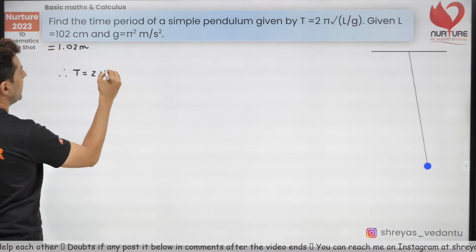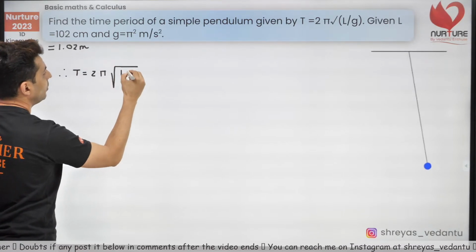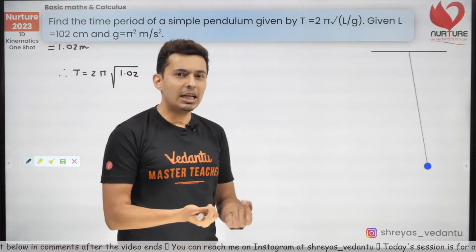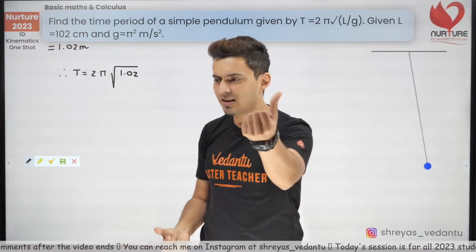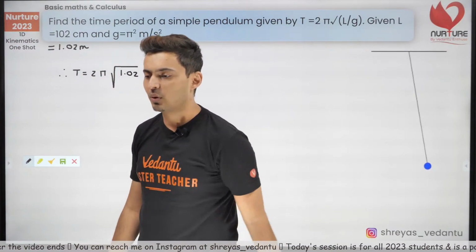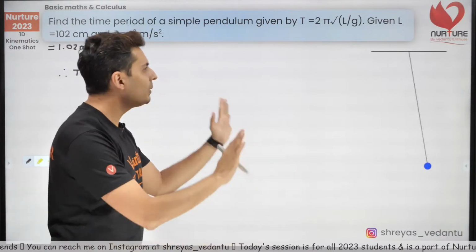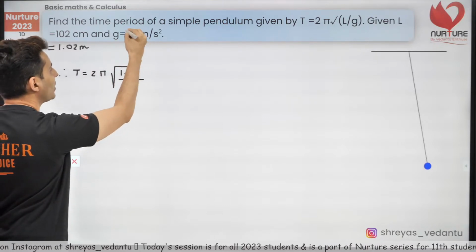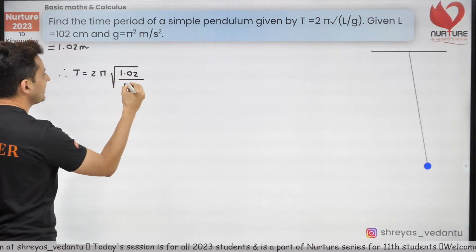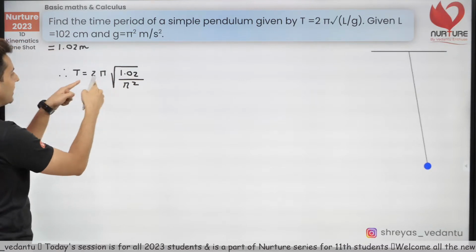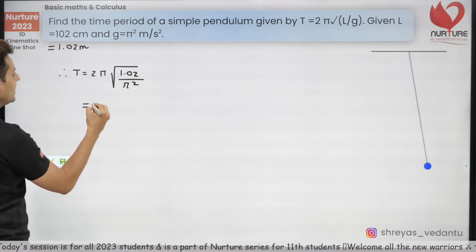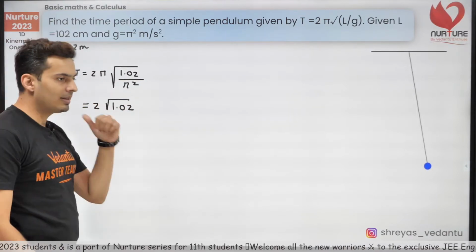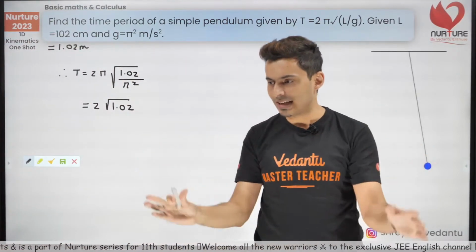Now look at the time period. The time period is 2 pi under root 1.02 over the value of g, which you can calculate as 3.14 square. Just try and do this, 3.14 square. If you do it, roughly it will be very close to 9.8. So that's why this approximation holds true. You can write this as pi square. Now pi square, when it comes out of the root, will cancel with this pi. So it will become 2 root 1.02. Everybody fine till this point? That pi got cancelled out.